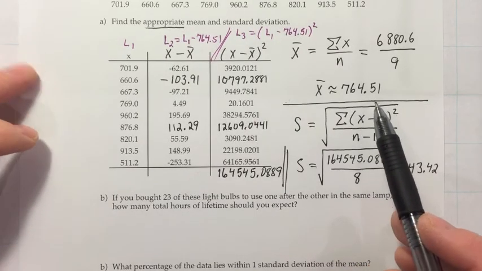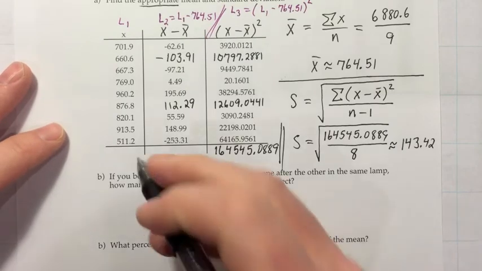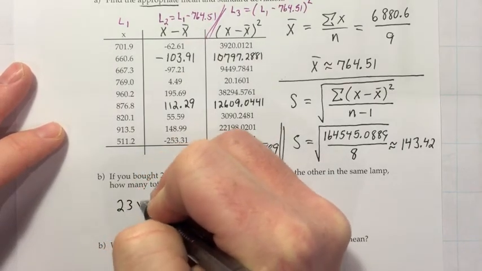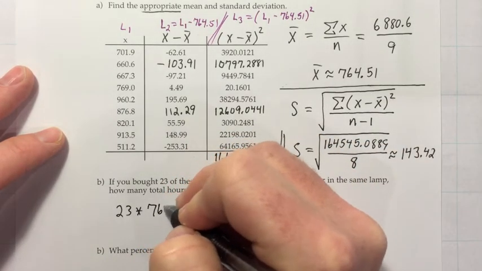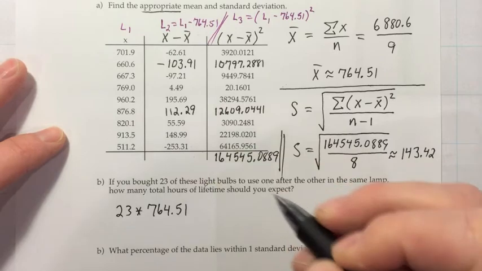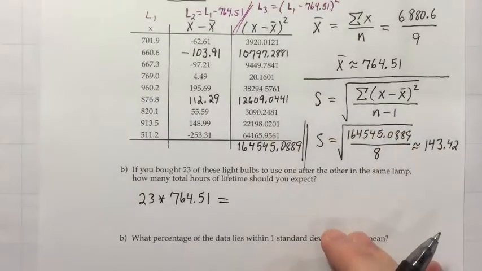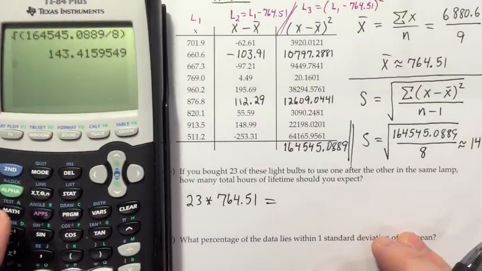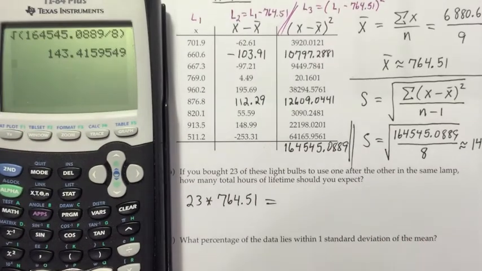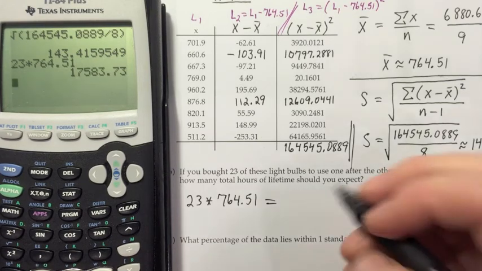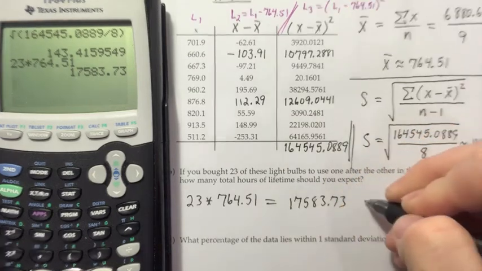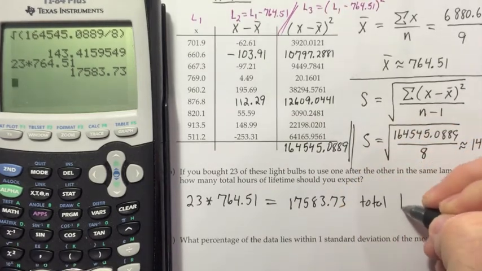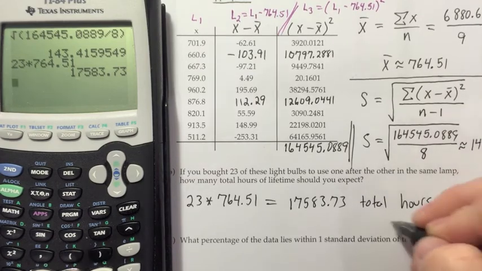764.51 hours each. So what I'm going to want to do to get the total lifetime is take the 23 light bulbs and multiply that by the average that I expect for light bulbs, which would be 764.51. And when I take that average times the number of light bulbs that I'm going to get, that'll give me an expected total. So let's go ahead and bring the calculator in real quick and see what we get. 23 times 764.51 gives 17583.73, and that would be the total number of hours that we'd expect for those light bulbs.